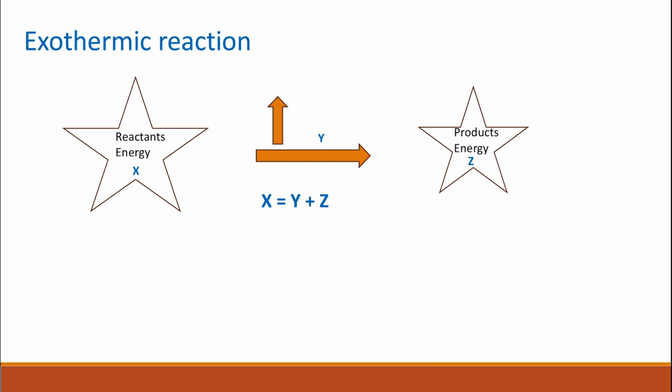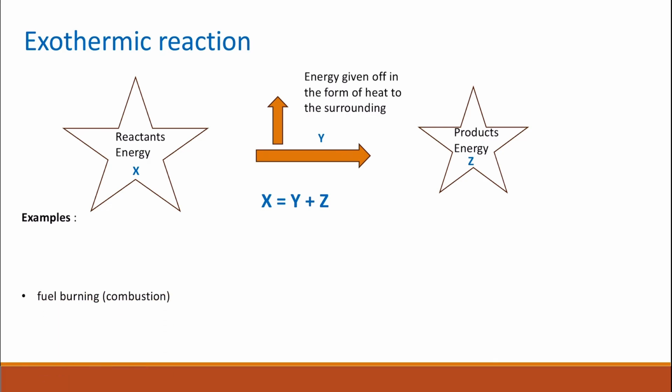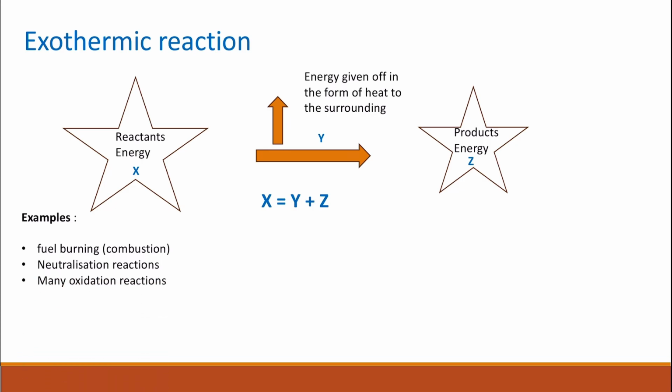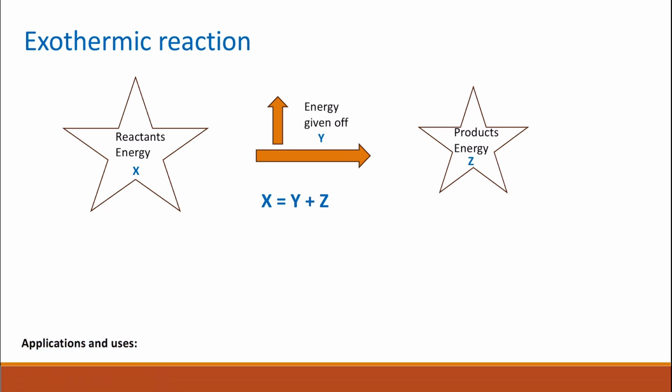So there are two types of reactions based on whether the overall reaction energy was given off or taken in. The first one is when the energy of the reactants is higher than the energy of the products, and then energy must be given off in the form of heat to the surroundings. These reactions are called exothermic reactions. There are several examples of this type of reaction, like fuel burning or combustion, neutralization reactions, and many oxidation reactions.